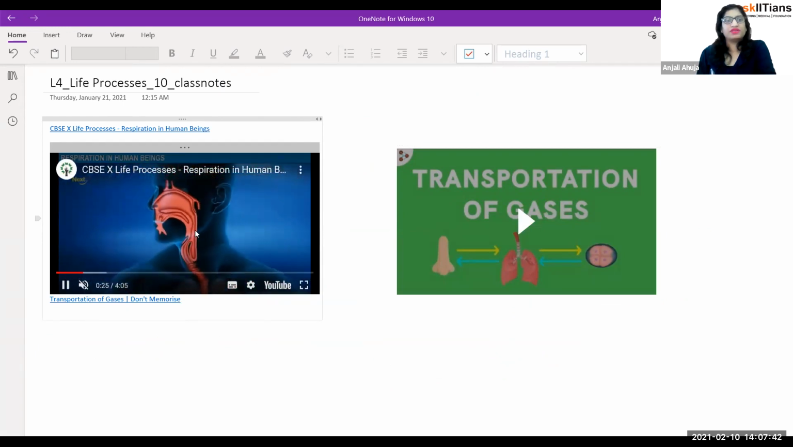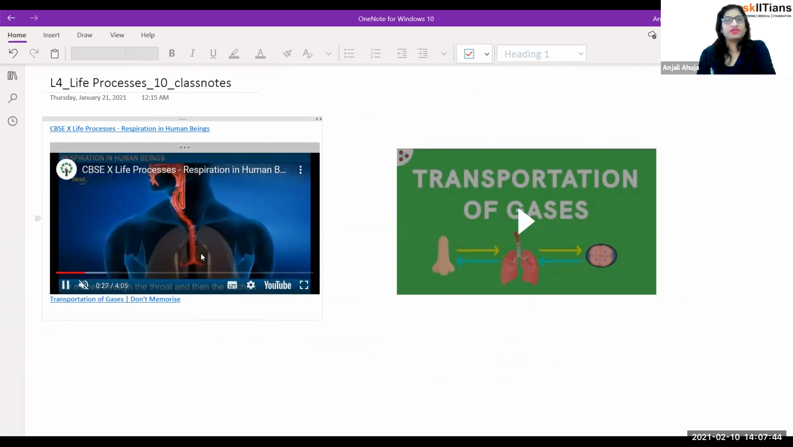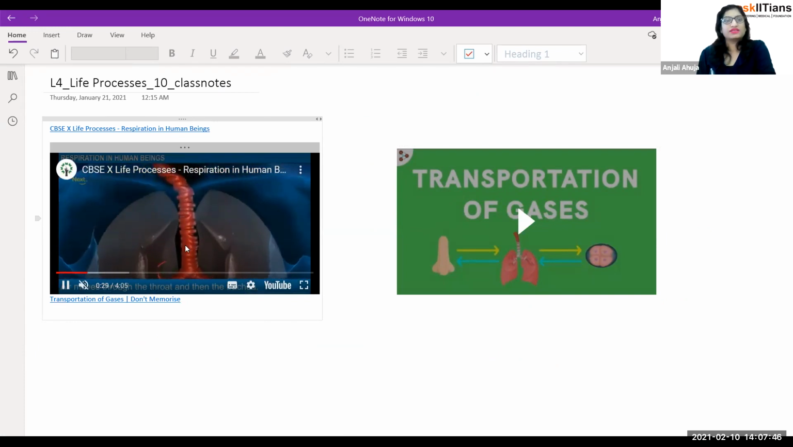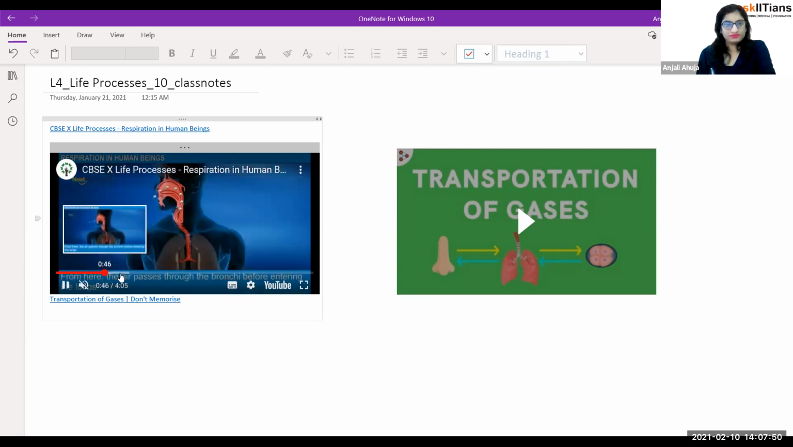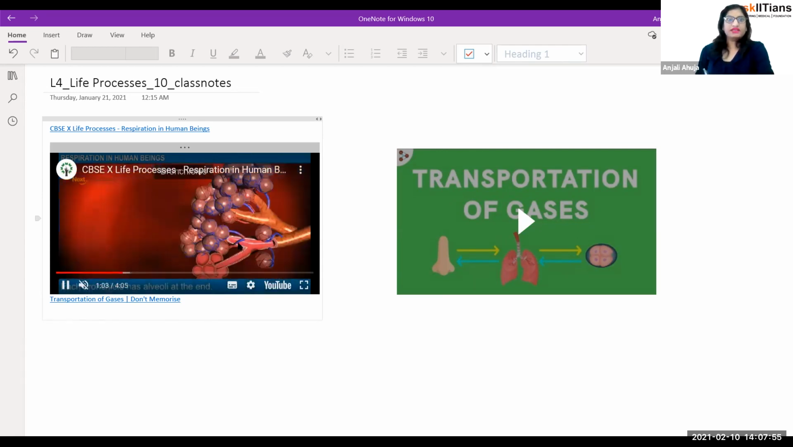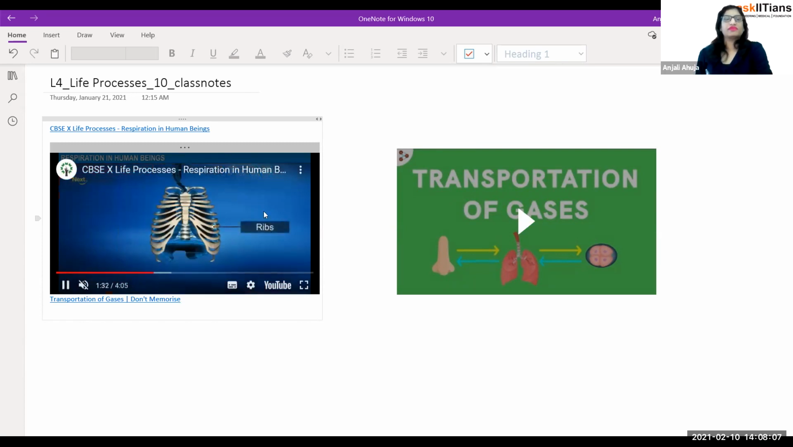So first thing, we are breathing in, air is moving inside. This is bronchi, which further will be having bronchioles. Ultimately, these are the alveoli, which are covered by the blood vessels. And here, gaseous exchange is happening in the alveoli. So this is the mechanism.